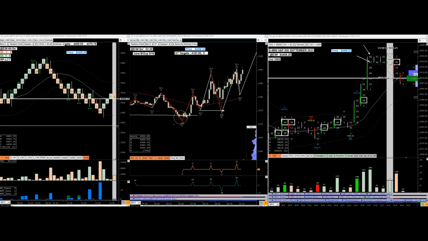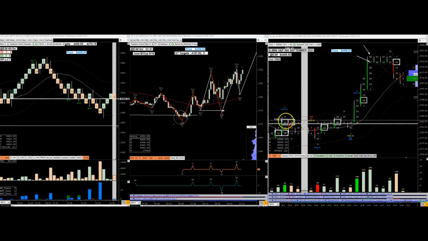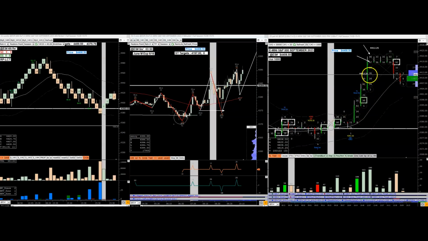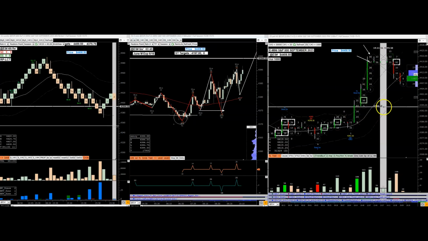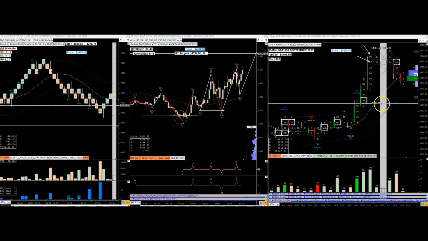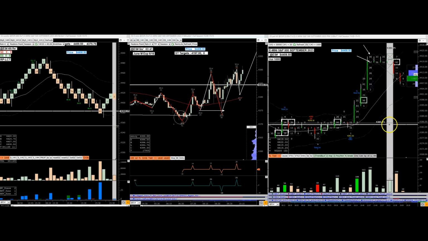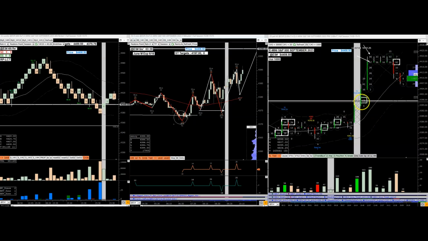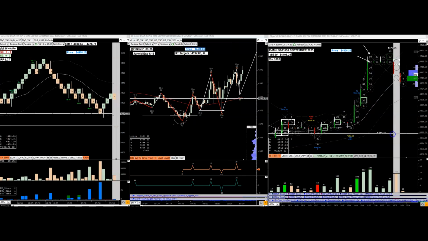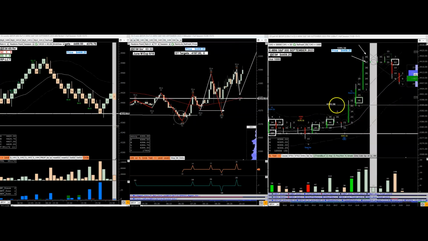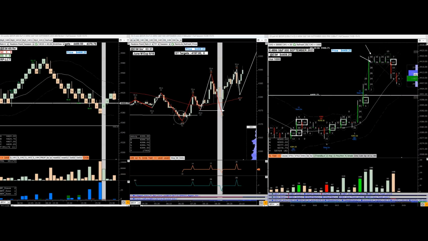By markdown, I'm using cyclical terms, meaning base, markup, distribution, markdown. Now, what will it do after this? I don't know, but what I should be looking for is reaccumulation, especially at this level right here. We'll see if it holds, but that level right there. So that's the story.